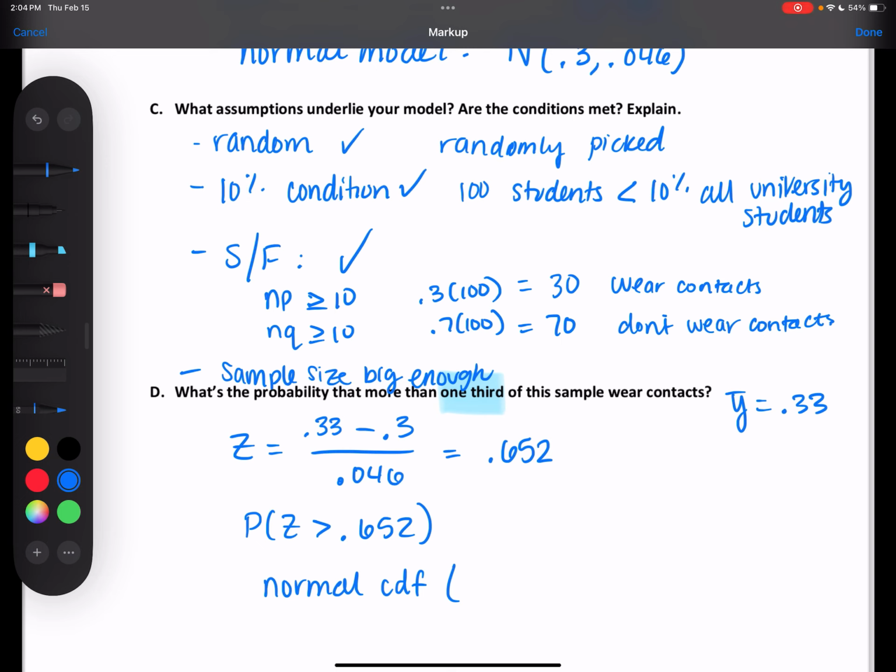So normal CDF of 0.652, 1E99. What the heck is that? It's 1 with a really large number of zeros. It just needs to be a number bigger than what we have. So that's just the calculator's way of making a really big number. It's best if it's a really big number.